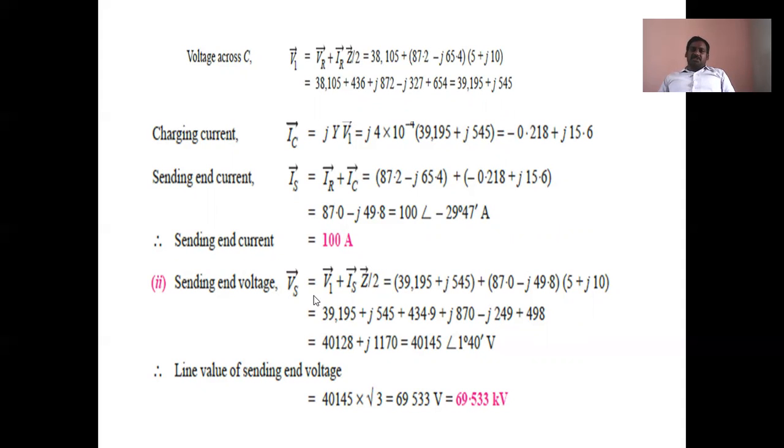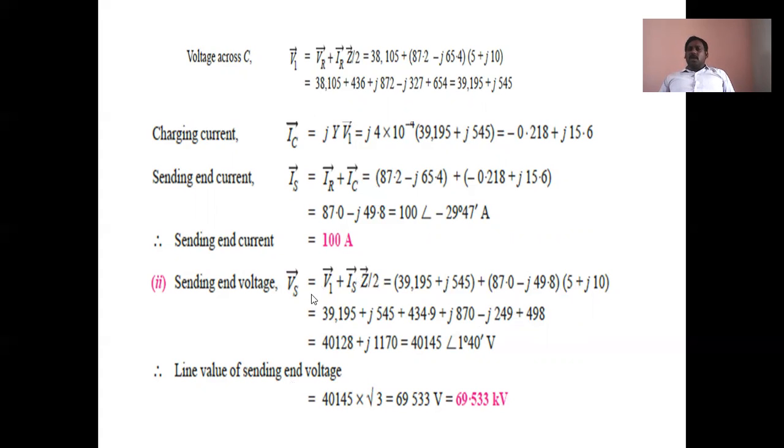A series circuit, a simple series circuit. V1 is there, this value. IS is there, this value. Z by 2 is there. First section Z by 2, first from left to right. Z by 2 means R by 2 plus X by 2. The R by 2 value is there, and X by 2. So finally, the line value of the sending end voltage.